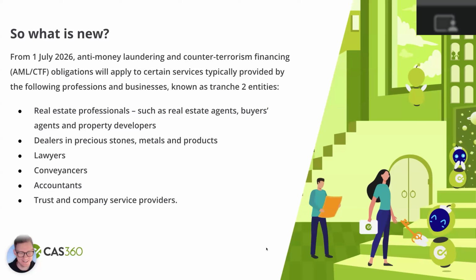All right, so here we go. What's new? Well, from July 1, 2026, anti-money laundering and counter-terrorism financing, so it's AML and CTF, obligations will apply to more professional service firms. These include real estate agents, lawyers, conveyancers, and accountants. So this is where we are. We have a new legislation that's coming in. It's going to be administered by AUSTRAC, and accountants are going to be captured and become part of the reporting entities. So that is why we're here, and I'll get into some more detail.